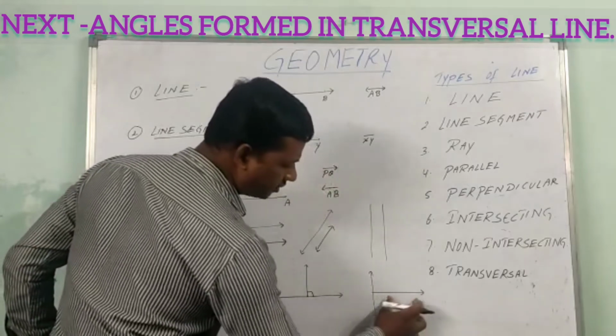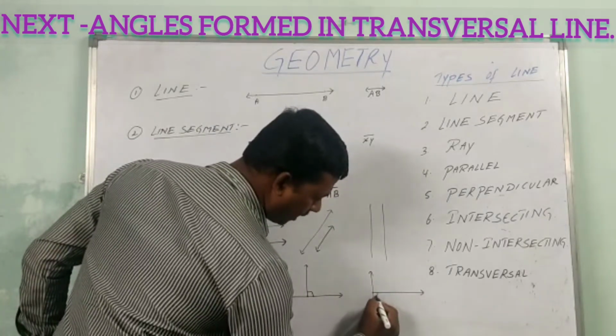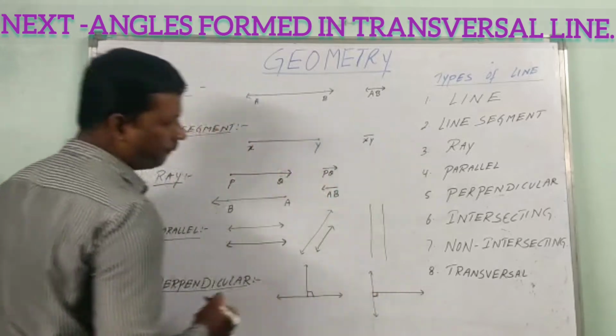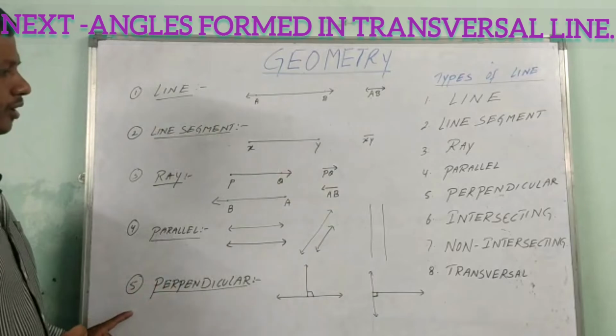It can be like this also. These are the first line, second line. Both are meeting at a point and making an angle of 90 degrees, with this symbol. It is called the perpendicular line.